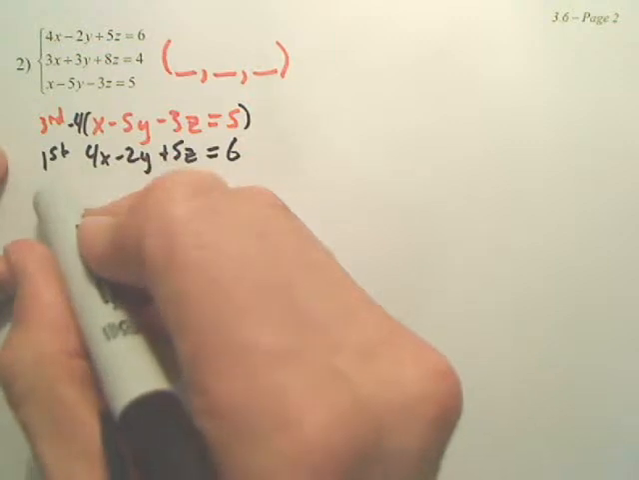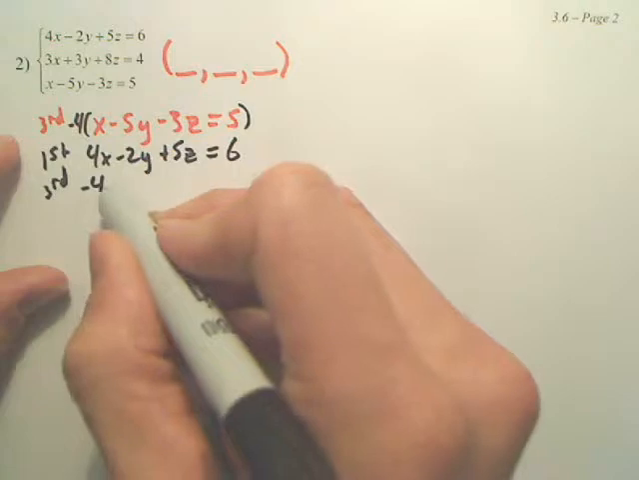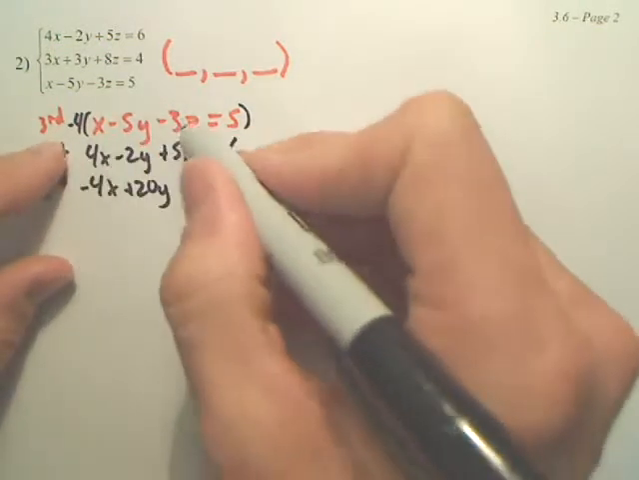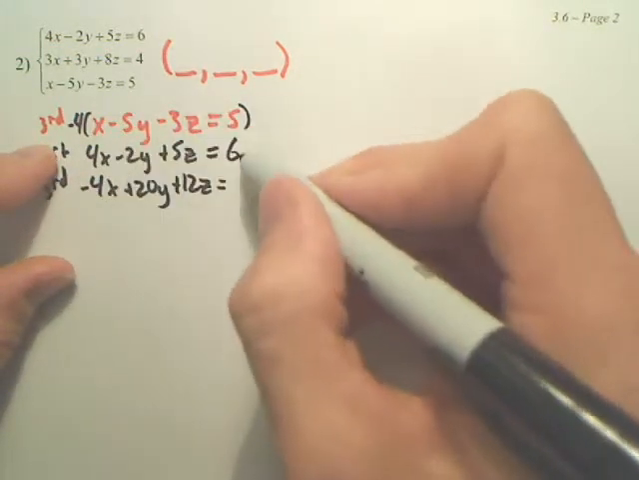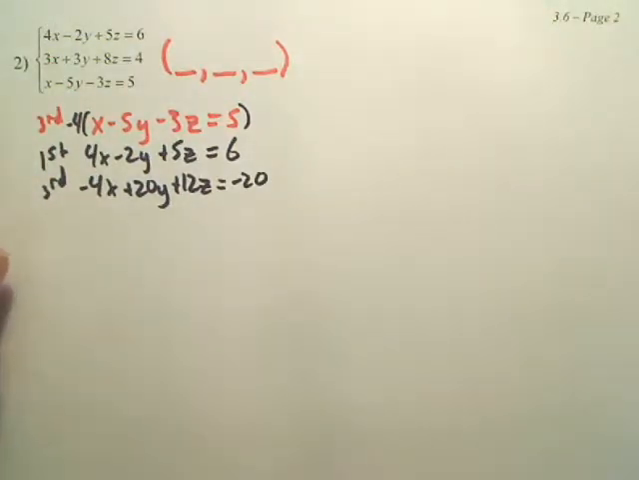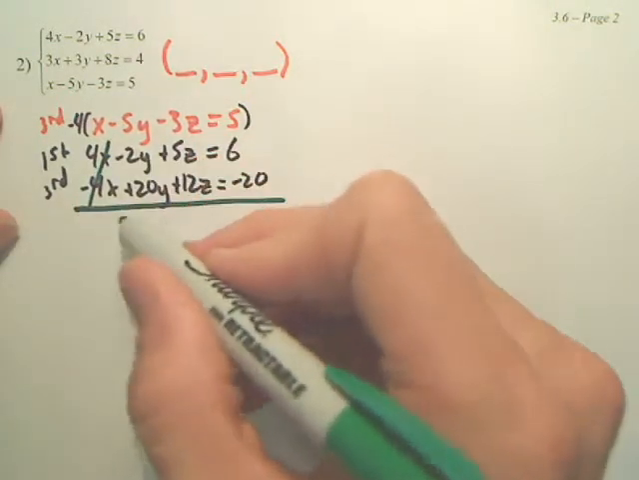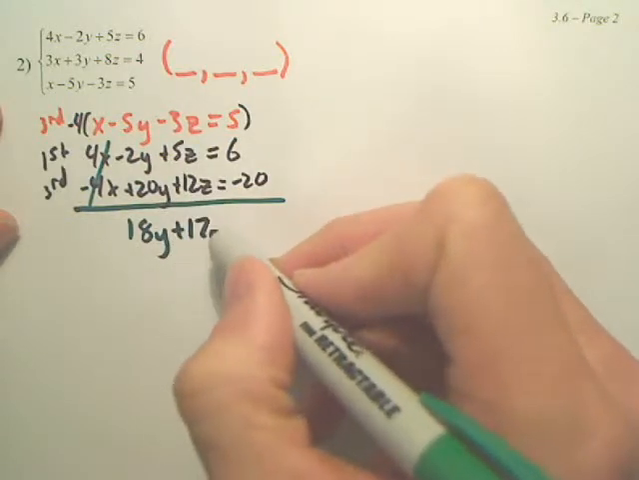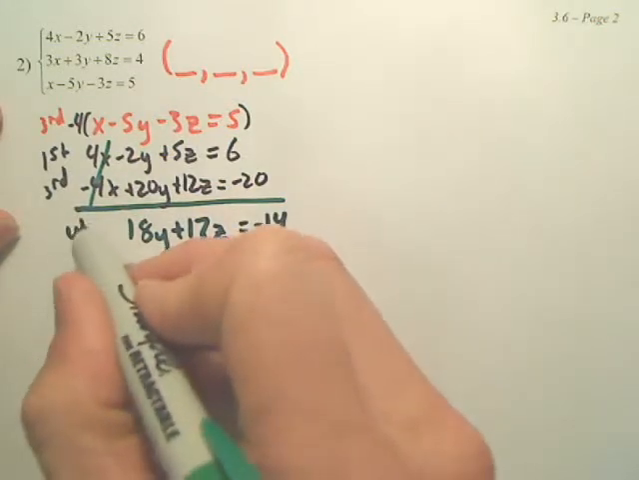So that would end up with our third equation becoming negative 4x, and negative 4 times negative 5 is positive 20y, and a positive 12z, and that would give us negative 20. So what we do then is we add down, and these two cancel. This gives us 18y, this gives us 17z, and this gives us negative 14. That we call our fourth equation.